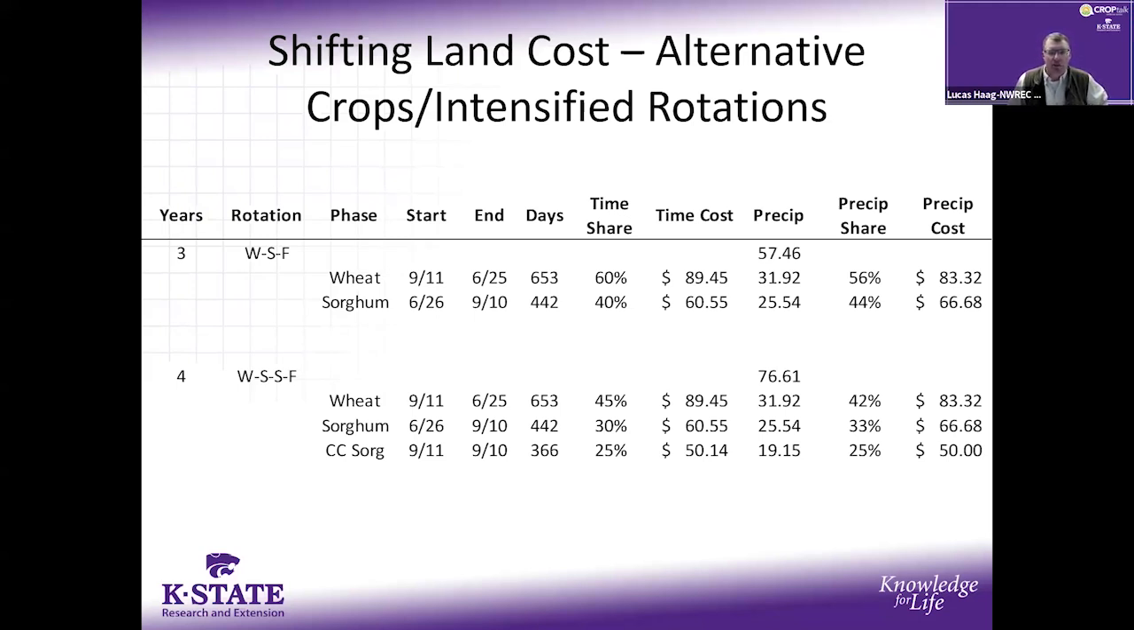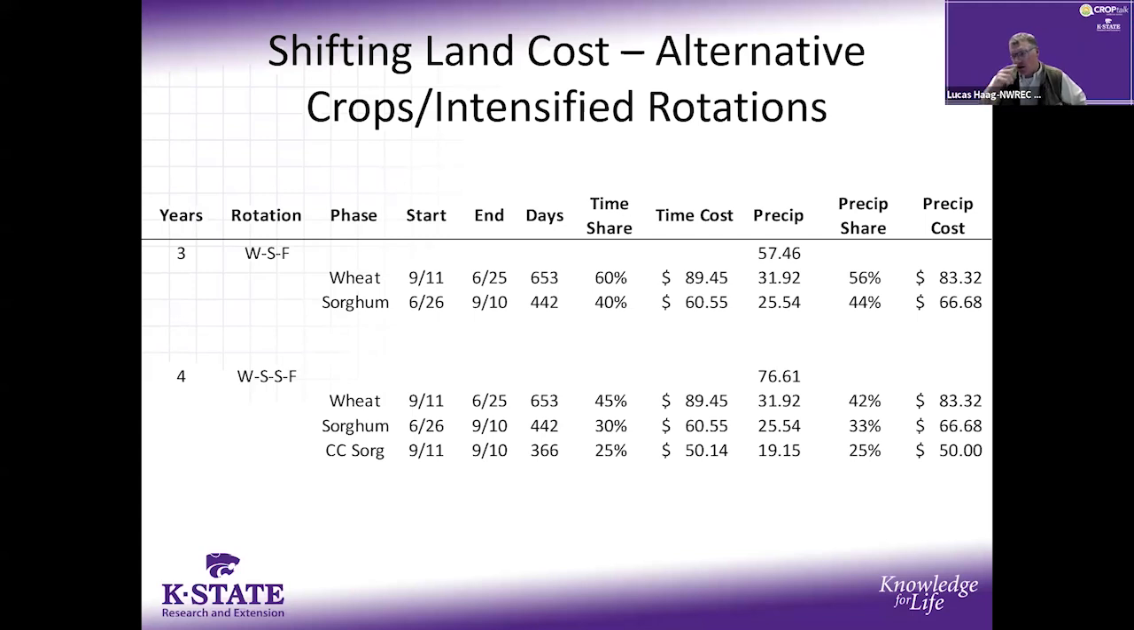If we partition it that way, in a wheat sorghum fallow, the wheat's having to carry, in this example, about $83 of the land charge. The sorghum's carrying $67. If we do wheat sorghum sorghum fallow, again, the wheat's still having to carry 83. That first crop sorghum's carrying 67, but this second crop sorghum only has to carry 50.